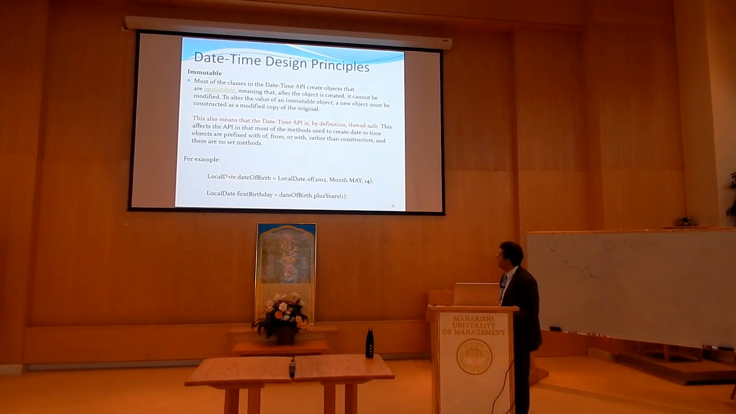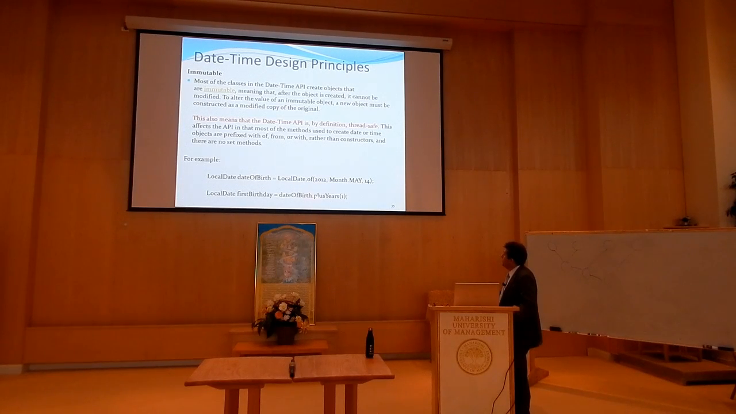And here's an example. For example, you have a local date and its date of birth, and you create it using the creation methods. Remember, one of them was now. Now creates an instance of now or today, whatever that instance of date and time is. But there is also the of method as a creation method that creates it very easily for you. 2012 May 14th. So this is the date object representing this instance of time.